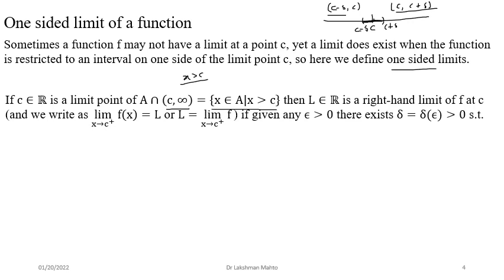Further, if you zoom in, we say that a real number L is the right hand limit of the function f at the point C, and we denote it by limit as x approaches C from the right, where plus means from the right, of f of x equal to L. Simply, you read it this way: right hand limit. You might have already gone through this in plus 2, so we are defining the right hand limit. Here you just remember that A contains an infinite interval as a subset. So that is the concept. How will we define this right hand limit?